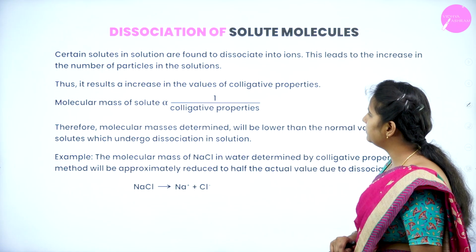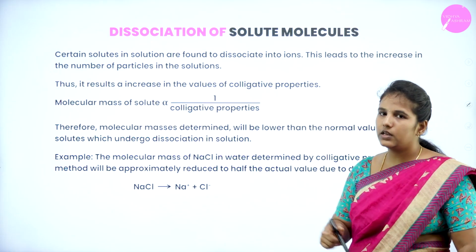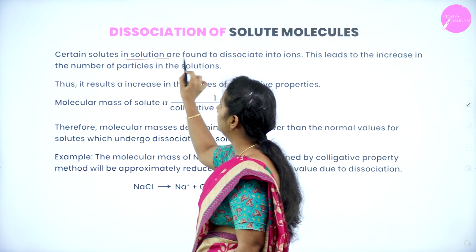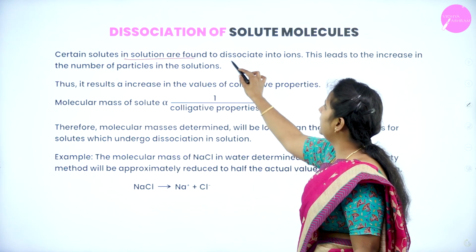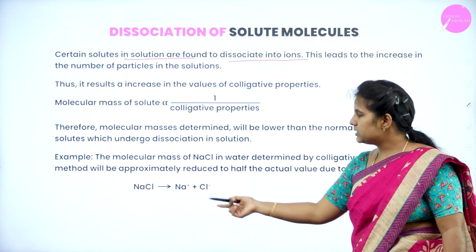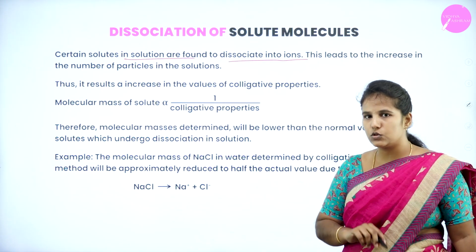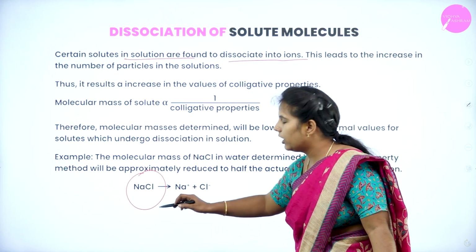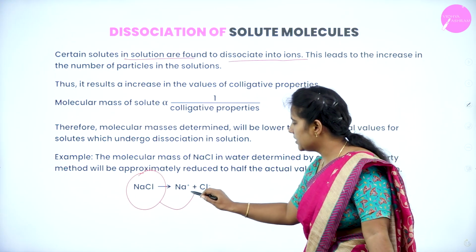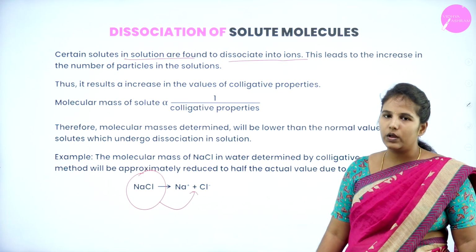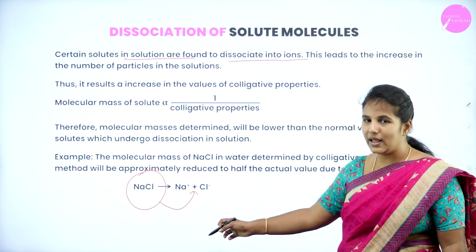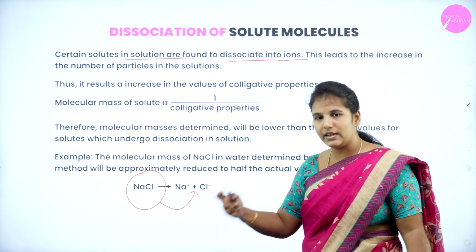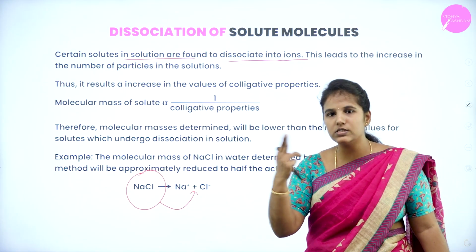Next we'll move on to the dissociation of the solute molecule. What does dissociation mean? Certain solutes in a solution are found to be dissociated into ions. The best example is sodium chloride. If you take sodium chloride, a single molecule will be dissociated and give rise to one sodium ion and one chloride ion. Right? So Na+ and Cl minus. So the entire molecule is dissociated and produces two ions, that is a sodium ion and a chloride ion.